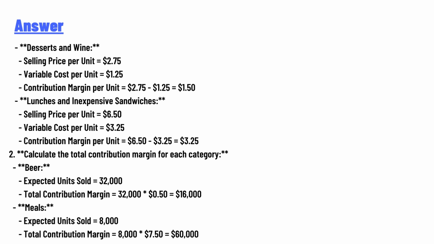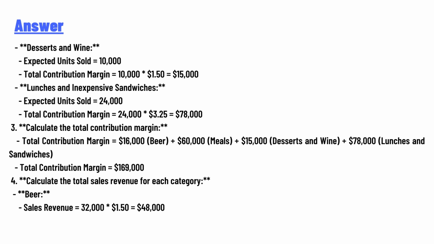Second, calculate the total contribution margin for each category. Beer: expected units sold 32,000, total contribution margin 32,000 multiplied by 0.50 is equal to 16,000. Meals: expected units sold 10,000, total contribution margin 10,000 multiplied by 1.50 is equal to 15,000. Lunches and inexpensive sandwiches: expected units sold 24,000, total contribution margin 24,000 multiplied by 3.25 is equal to 78,000. Third, calculate the total contribution margin. Total contribution margin is equal to 16,000 plus 60,000 plus 15,000 plus 78,000. Total contribution margin is equal to 1,69,000.